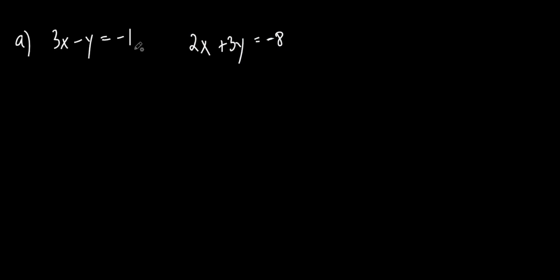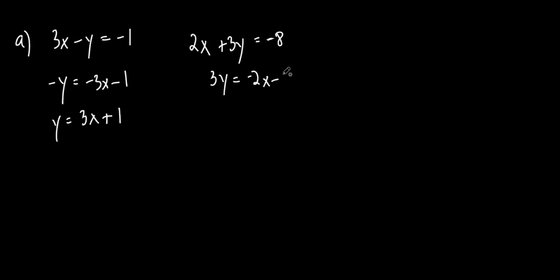All right, so subtract a 3x from both sides. So -y is equal to -3x minus 1. Multiply everything by a -1, so that's y equals 3x plus 1. Okay, now let's do this one. Subtract a 2x from both sides, so 3y equals -2x minus 8. Divide both sides by 3, so y is equal to -2/3 x minus 8/3.